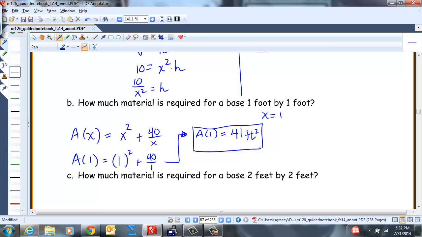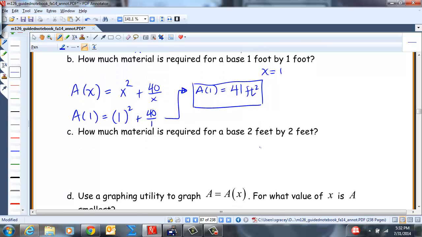Okay, so how much material is required for a base 2 feet by 2 feet? Well, area when x, or not, I apologize, I keep saying area. Amount of material needed when x is 2 is 2 squared plus 40 divided by 2. So we'll get 4 plus 20, so 24 feet squared.